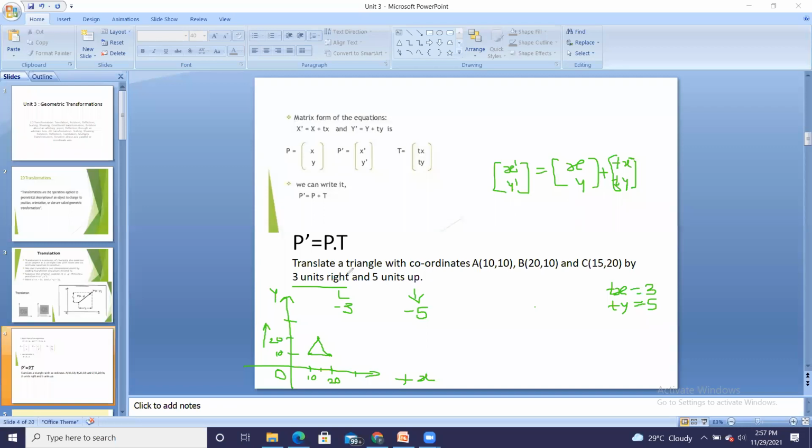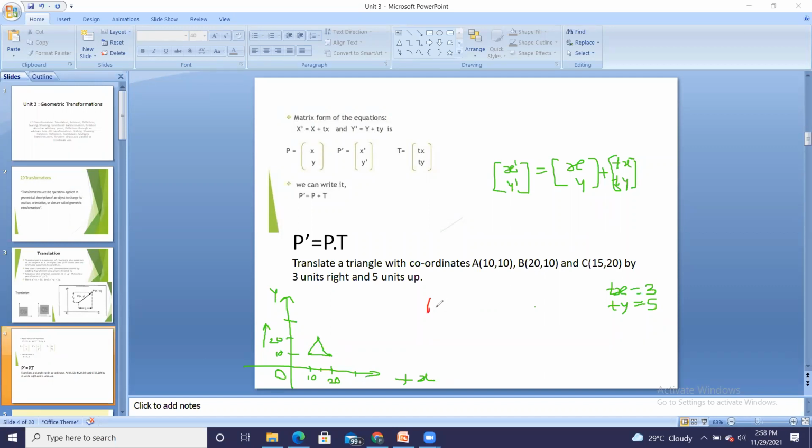So this problem, which is the original one, is having 3 units right and 5 units up. So I am having tx equal to 3 and ty equal to 5. So by performing addition of tx and ty in our original ABC, we will get the resultant a dash, b dash, c dash. So let us solve this problem. So green I am showing with original values, and red I will be showing with the new values.